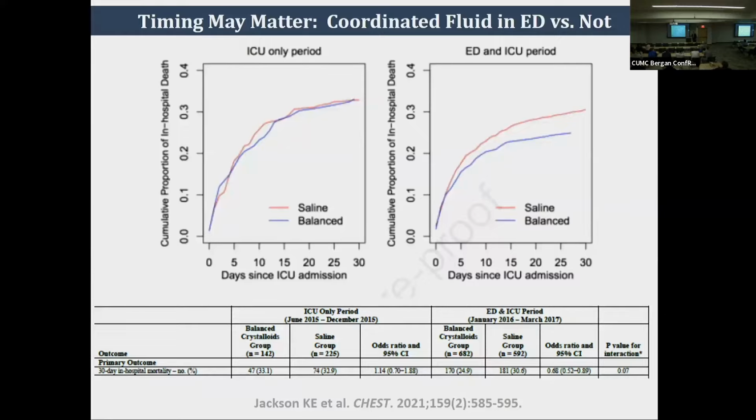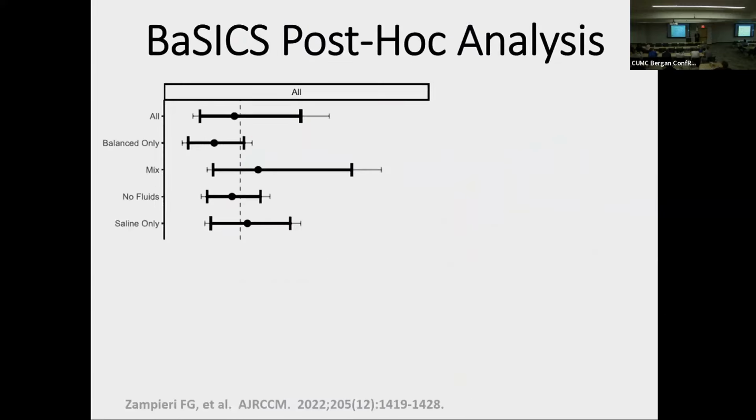Fernando Zampieri and colleagues were doing their trial when we came out with this. So they pre-planned the same analysis. And here's their analysis of not where they had control, but what the fluid was that was given. So the top is all of the patients. The second one is if you just got balanced fluids before you came to the ICU. The third is you got a mix of balanced and saline. The fourth is no fluids. And the fifth is saline only.